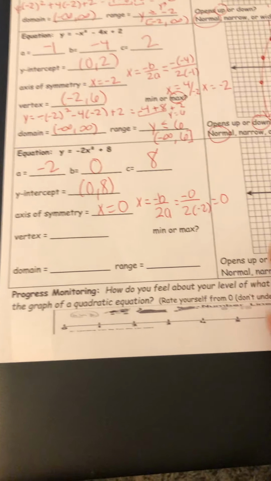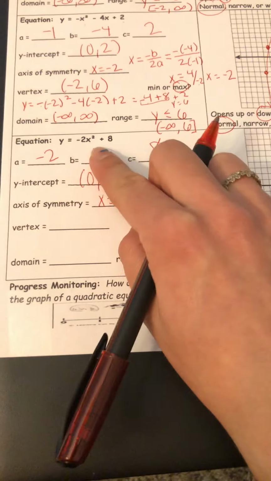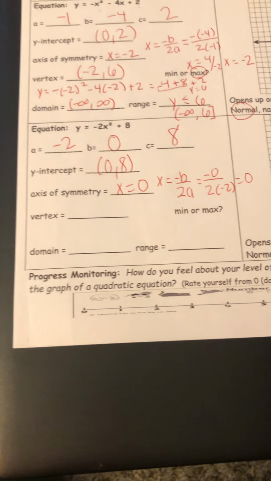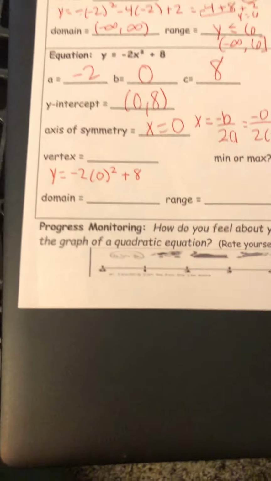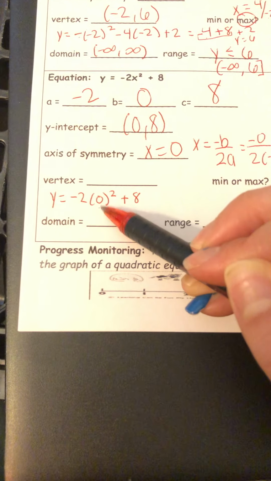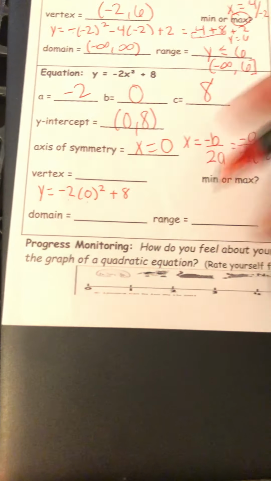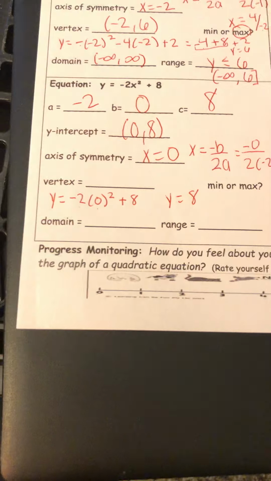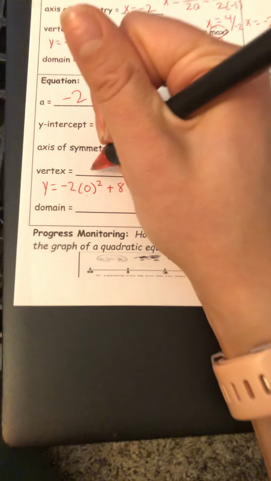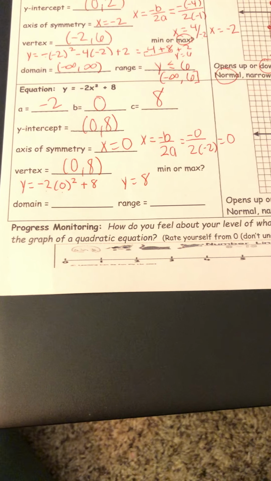Okay, vertex, I plug in my axis of symmetry point into the original equation. So I have y is equal to negative 2 times 0 squared plus 8. 0 squared is 0. 0 times anything is 0. So this is just going to be y equals 8. So my vertex is 0, 8.